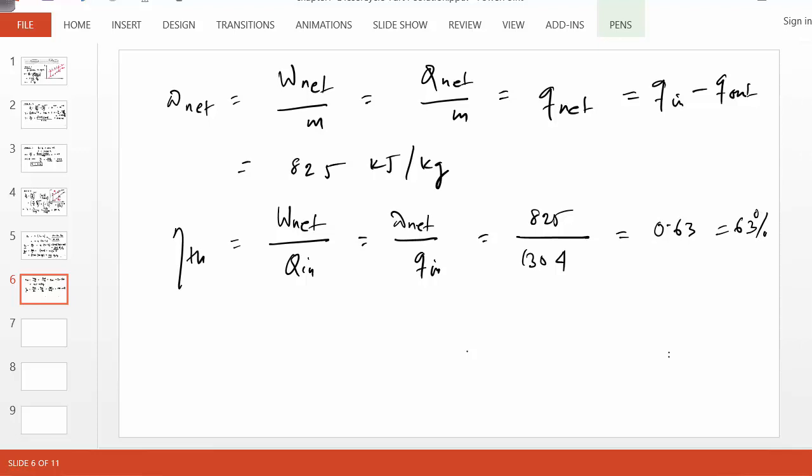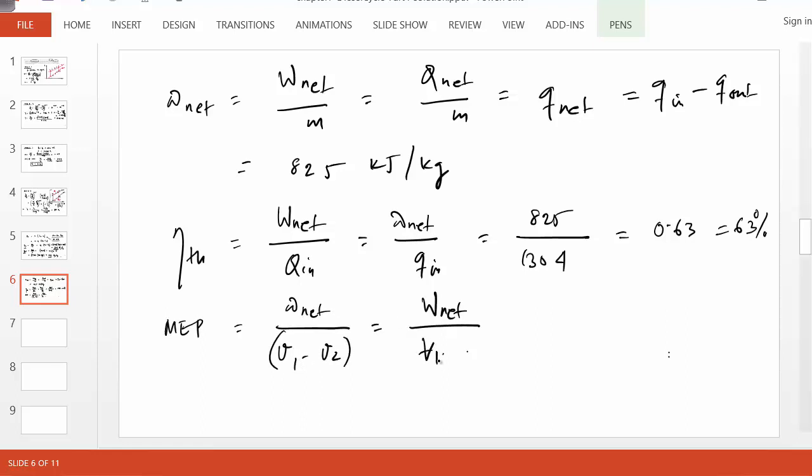Other quantities such as what is MEP? Essentially, mean effective pressure is an average pressure that produces the same amount of output as the piston moves from top dead center to bottom dead center. So the displacement times pressure. So essentially W net divided by V1 minus V2, or capital W net, this is the same thing as V1 minus V2. Essentially, we're taking the mass out.